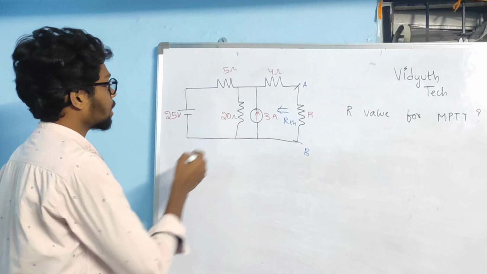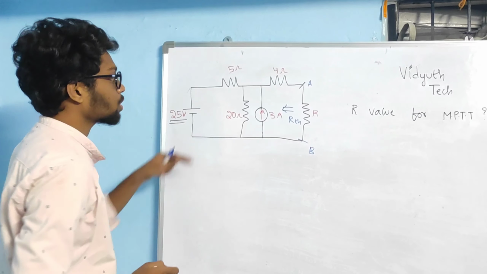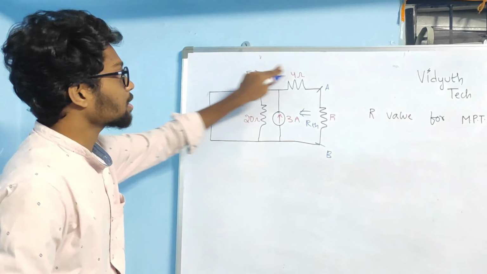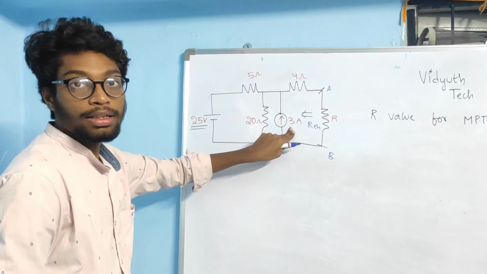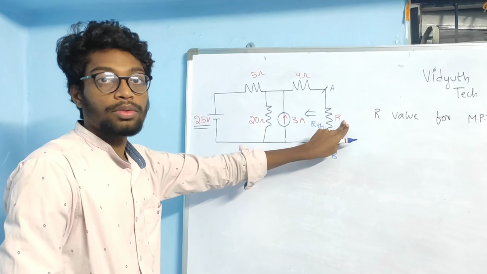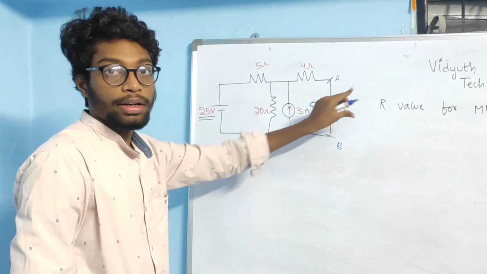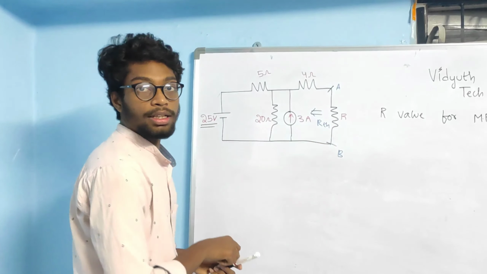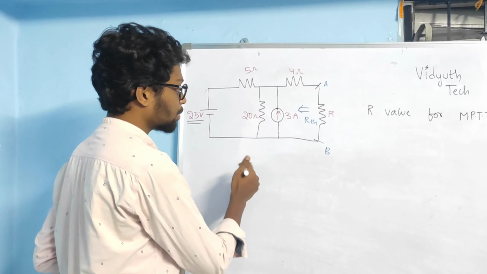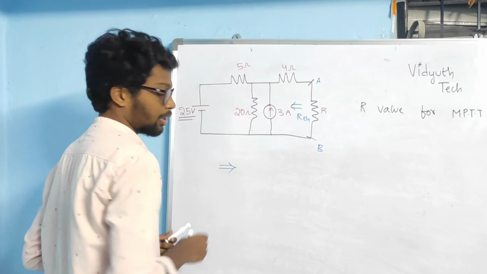So here, for this circuit they have given a 25 volts voltage source, 20 ohm resistance, 5 ohm resistance, 4 ohm resistance, here a 3 ampere current source and the R value. Okay, where R is RL over here. We have to find the R value under the maximum power transfer theorem condition.